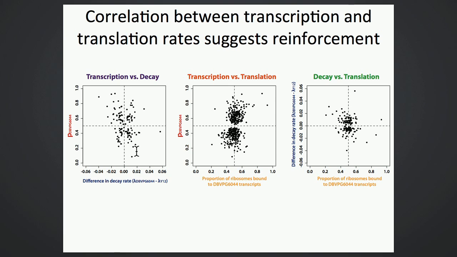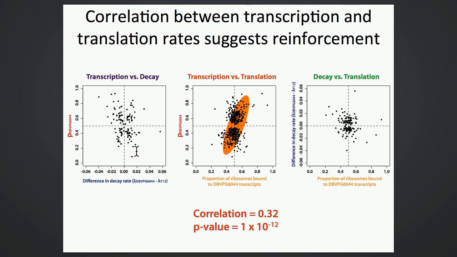This measure controls for, already, if there is a difference in just levels of a particular allele, I've controlled for that. You can see from these plots that nothing really jumps out in the left and right plots. So it doesn't seem like decay has a clear relationship with transcription or translation. But next slide, please.